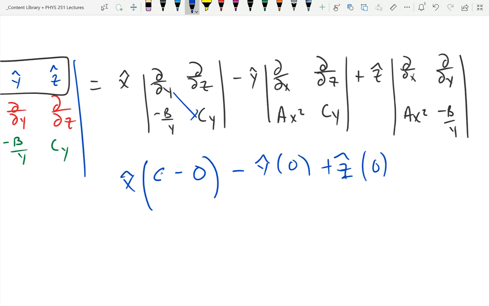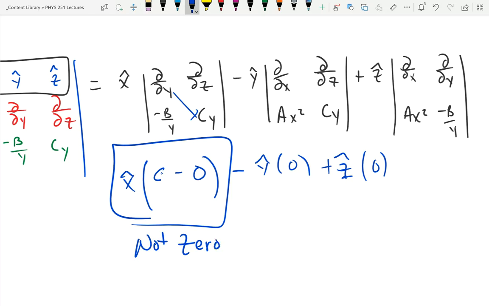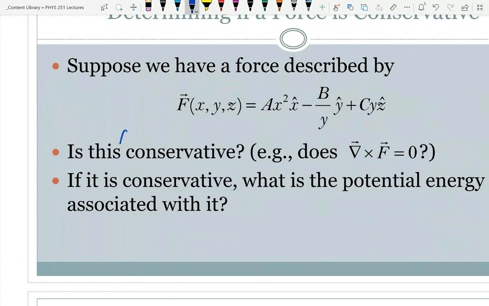I didn't have to do the rest of the calculations because I already had one that was not zero. If this is not zero, what does that mean? Not conservative. So I've got a big fat no, it's not conservative. Randy.